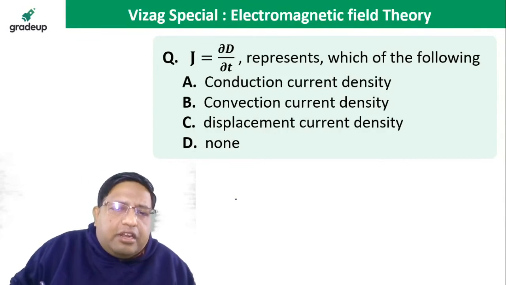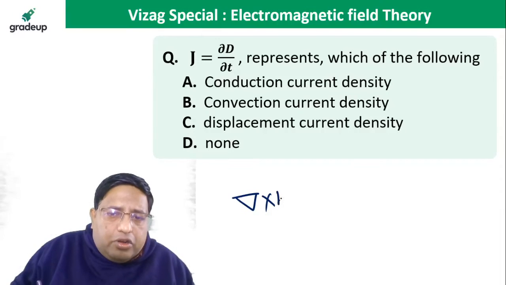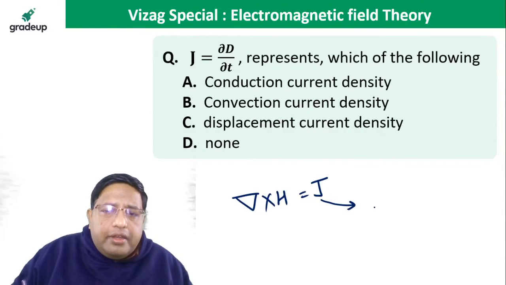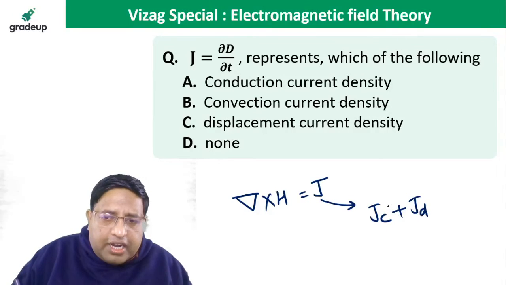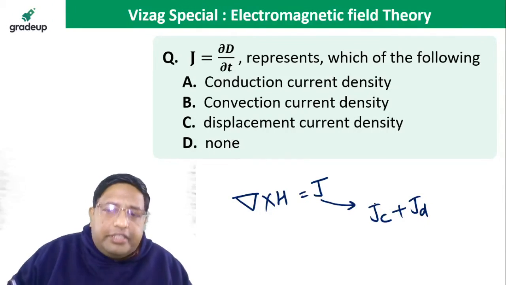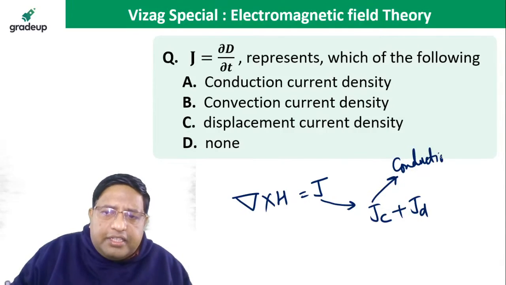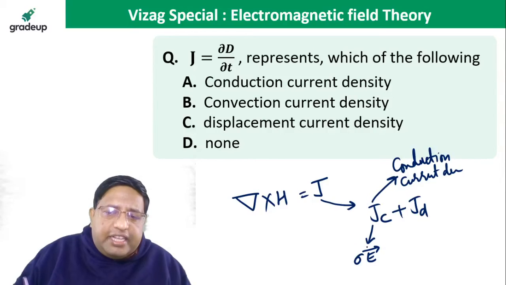Because you know, del cross H is equal to J. This J has two components: one is JC, one is JD. JC is called conduction current density, JD is called displacement current density. And what is the JC value? JC value is sigma E. JC is sigma E.